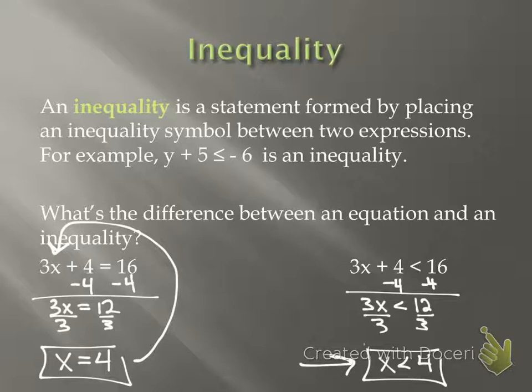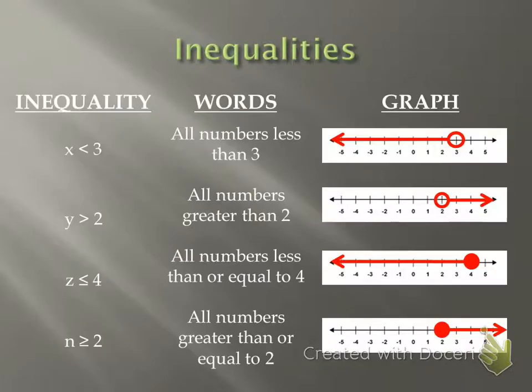All right, now, you don't have to do any of that. The answer is x is less than 4, but I want you to understand that any number less than 4 will make that inequality true. If I plug in a 1, 3 times 1 plus 4, 7 is less than 16. If I plug in any number. So is there just one solution? No, there's literally millions of solutions. That's the difference between an equation and an inequality.